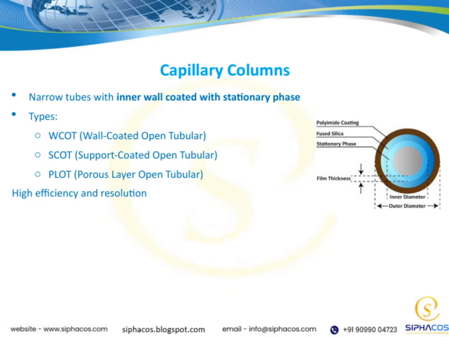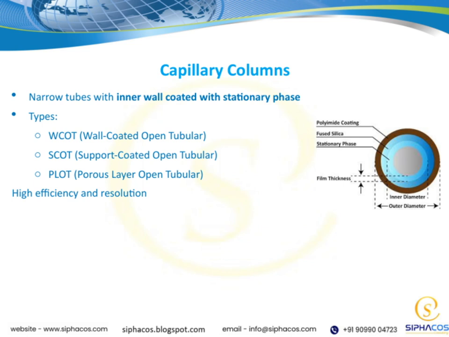Let's take a closer look at capillary columns. These are narrow tubes that have an inner wall coated with a stationary phase, which is crucial for separating compounds effectively. When we talk about types, we mainly refer to WCOT, SCOT, and PLOT. WCOT stands for wall-coated open tubular, where the stationary phase is coated directly onto the inner wall. SCOT, or support-coated open tubular, involves a support material that holds the stationary phase, allowing for different separation properties.